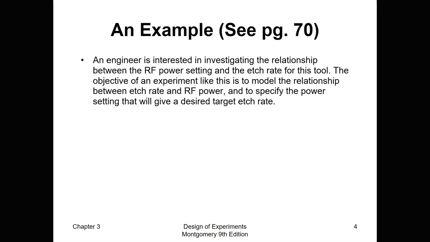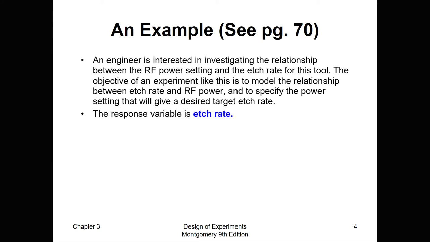So let's look at a textbook example. You can look at page 70 for the example that we're going to be talking about. Let's say an engineer is investigating the relationship between the power setting and etch rate for a particular tool. That is, how fast can I make etches on a piece of metal? The objective of the experiment is to look at the relationship between these and to specifically look at a power setting that gives the etch rate that I want for a particular application.